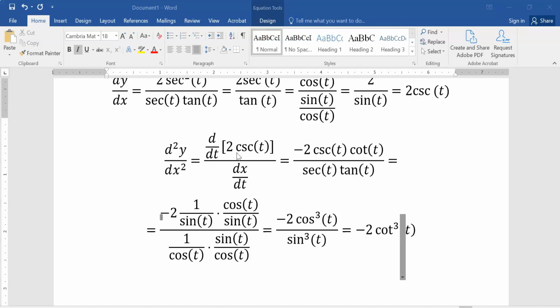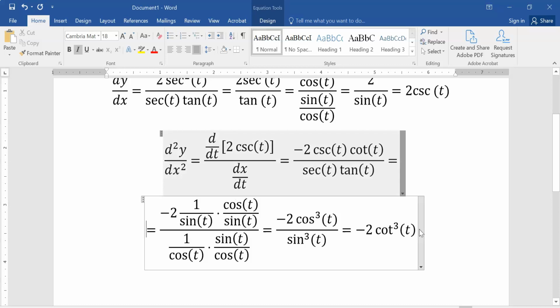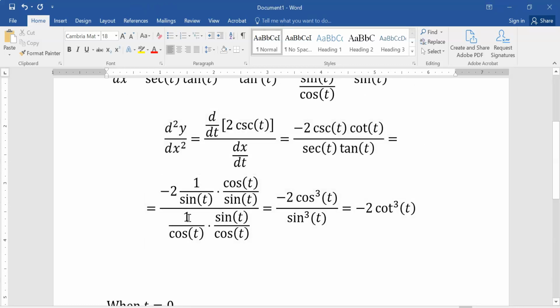So if you take the derivative of cosecant, you get negative cosecant times cotangent. So you get negative 2 times cosecant times cotangent over secant times tangent. Now, if you think about what that means in terms of sines and cosines, cosecant is 1 over sine. Cotangent is cosine over sine. Secant is 1 over cosine. Tangent is sine over cosine.